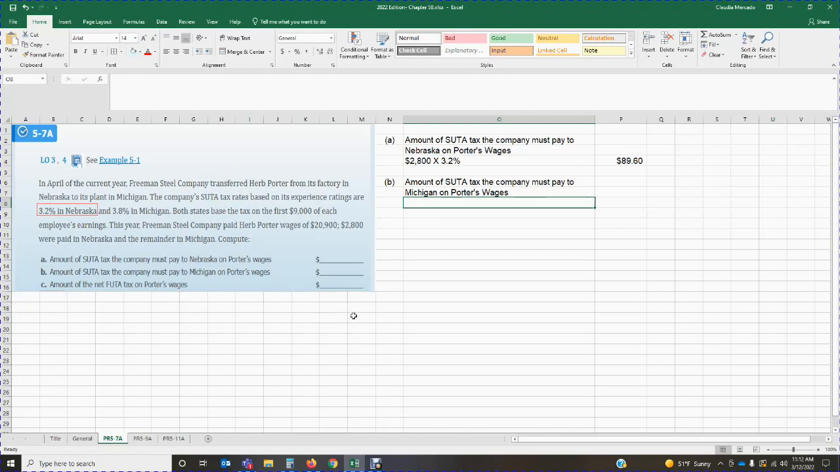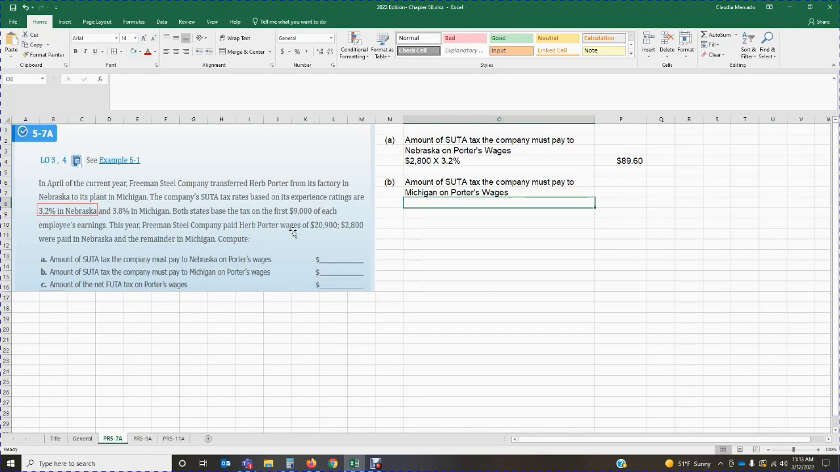Okay, so we need to figure out how much of his earnings. Remember, he made $20,900, and this is where students get confused. They want to get the $20,900 and subtract the $2,800 that was earned in Nebraska to figure out how much he earned in Michigan, which is perfectly fine. But let's remember this. We only pay SUTA taxes on the first $9,000 of wages. Because this is still the employee of Freeman Steel, the same company, it was just a transfer, we know that we have already paid SUTA taxes on the first $2,800 of wages earned in Nebraska.